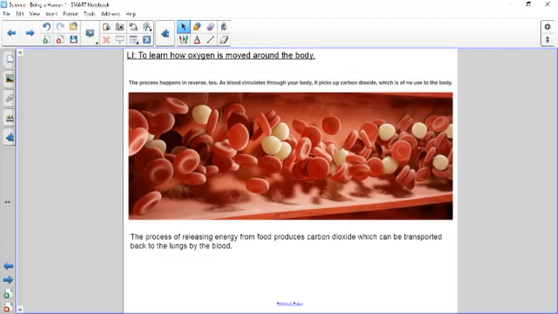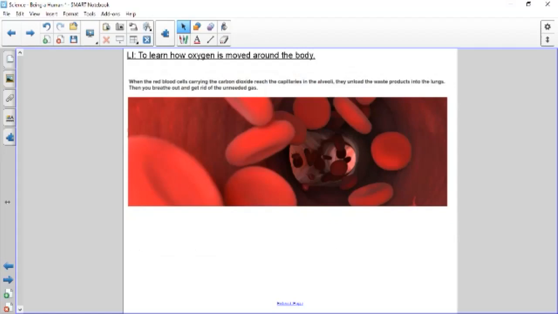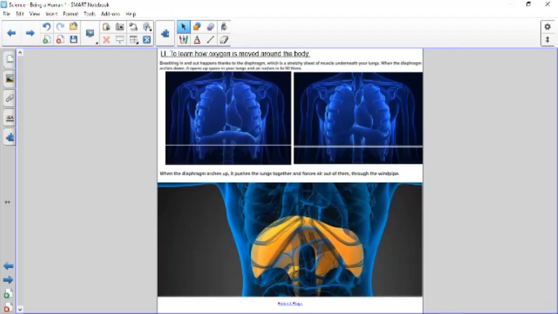The process of releasing energy from food produces carbon dioxide, which can be transported back to the lungs by the blood. As blood circulates through your body, it picks up carbon dioxide, which is of no use to the body. When red blood cells carrying the carbon dioxide reach the capillaries in the alveoli, they unload the waste products into the lungs. Then you breathe out and get rid of the unneeded gas.